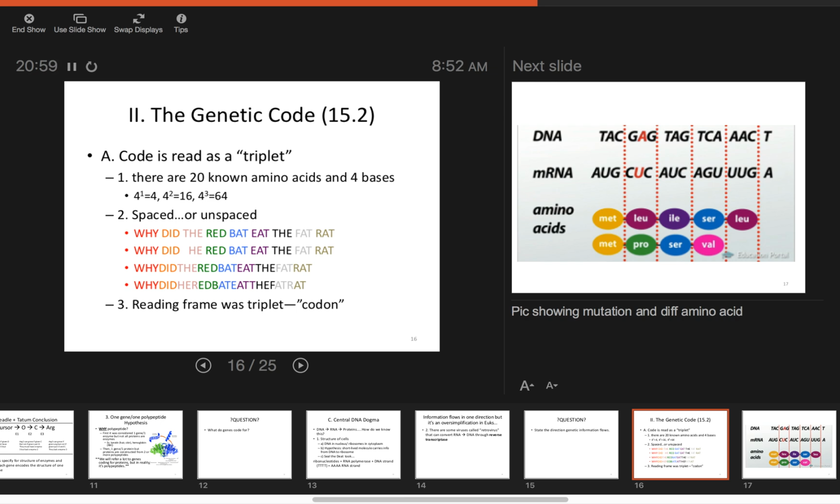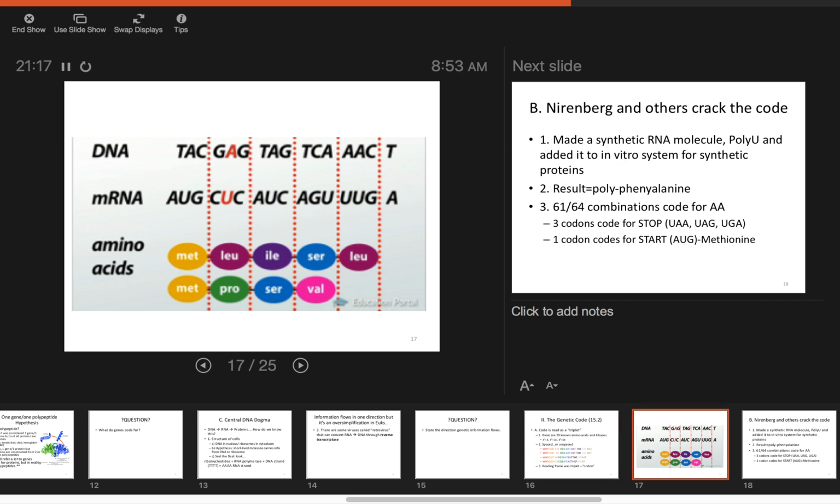We call the reading frame a codon. I know I used the word codon when I was describing this. So the codon is the reading frame. It's just the 3 nucleotides that it reads at a time. So deletions early in the sequence, your protein's going to be really messed up. We'll talk about mutations as well, and I think that's chapter 16.